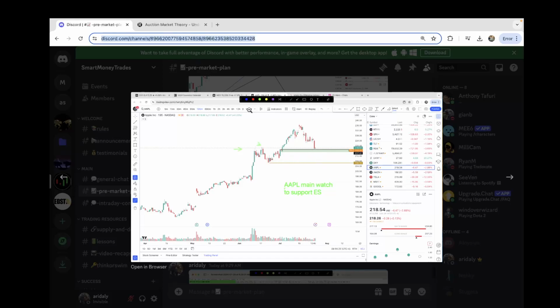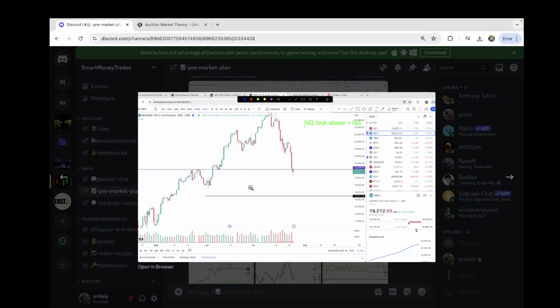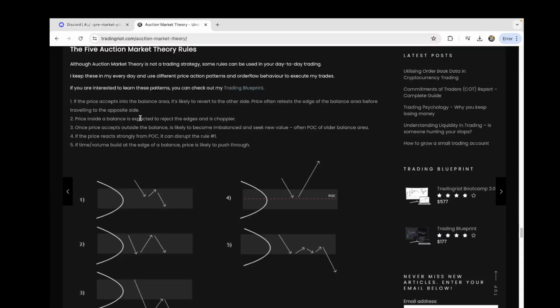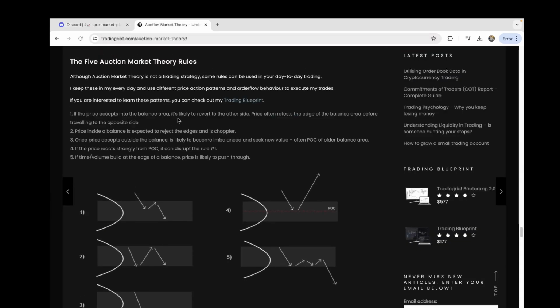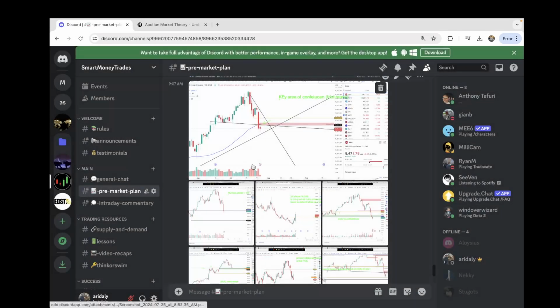So there's a bunch of confirmations here. Even with the NASDAQ, you could see how much confirmation I had. NASDAQ, same exact thing. You see this balance area? It's literally the same exact thing. If price accepts into it, it's likely to revert to the other side. This is a sign of weakness in any market auction. So there's tons of confirmations here, and I'm like, okay, I'm liking that.